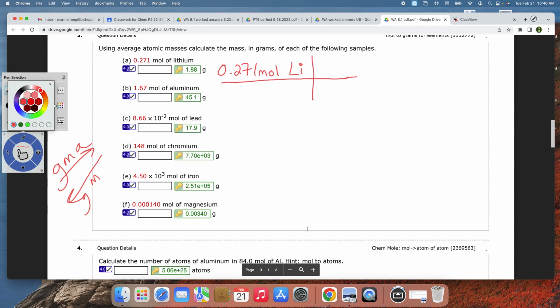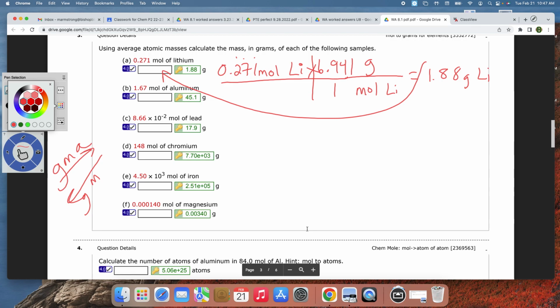I'm going to do my railroad track. If I have moles on the top, I'm going to put moles on the bottom. So far, mole always has 1 next to it, and this is lithium, which is Li. The grams, which I'm going to find from the periodic table, is 6.941 grams. Those two numbers are next to each other, so I'm going to multiply them. And I need to have 3 sig figs in my final answer. Again, it's based on your starting number. So 0.271 times 6.941 is going to give me 1.88 grams of Li. And again, I'll go put that number in there.